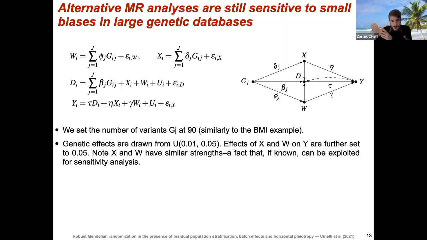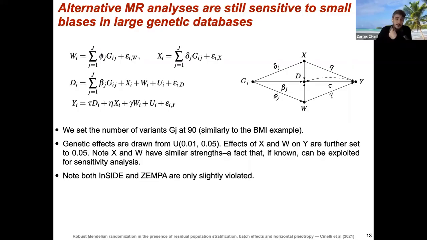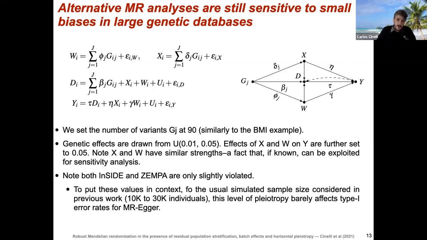Also note that in this example, the observed X and the latent variable W have similar strengths. That's a fact that, if known, can be exploited for sensitivity analysis as I showed you before. Also note that both the InSIDE and zero modal pleiotropy assumptions are violated, because the genetic instrument is affecting the outcome trait through this latent variable W. And all instrumental variables here are invalid. So although the bias is very small, the mode of the bias is not zero.